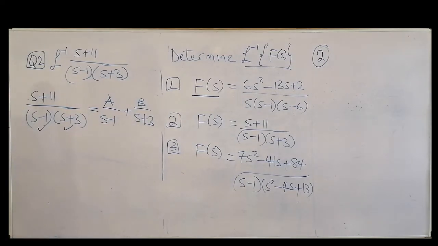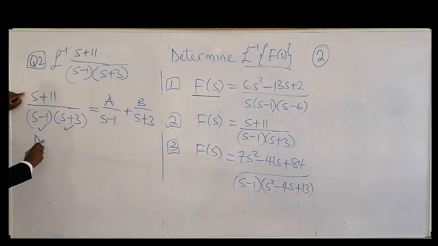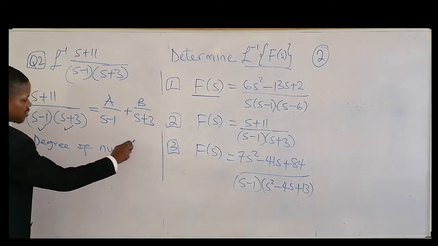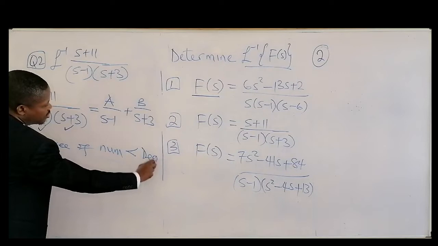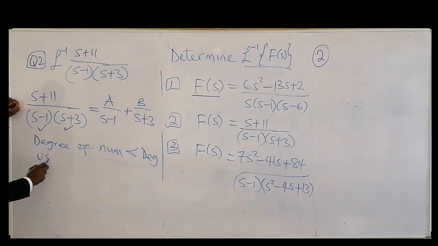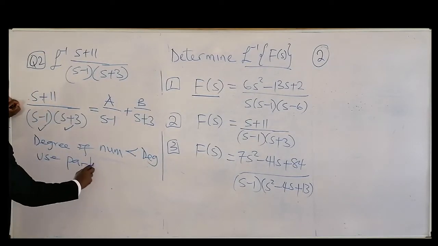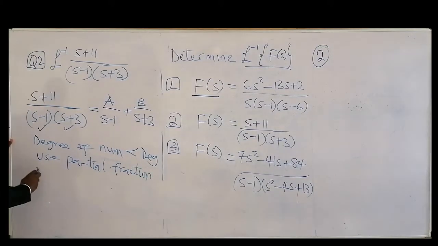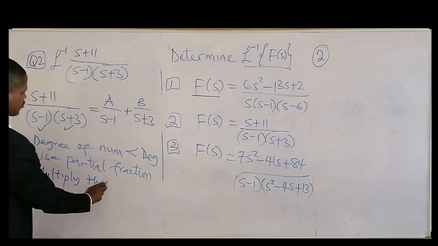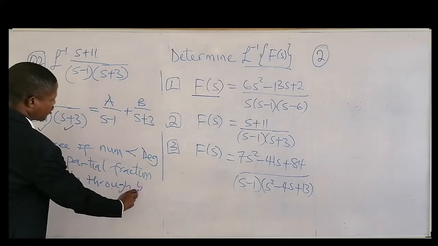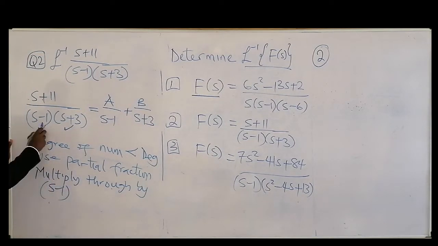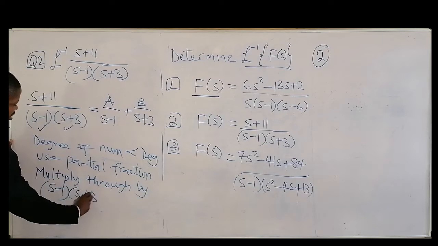So when the degree of the numerator is less than the denominator, what do you use? Use a partial fraction. Okay? Use a partial fraction. Then the next thing to do, multiply through by the common factor, which is x minus 1 and x plus 3.